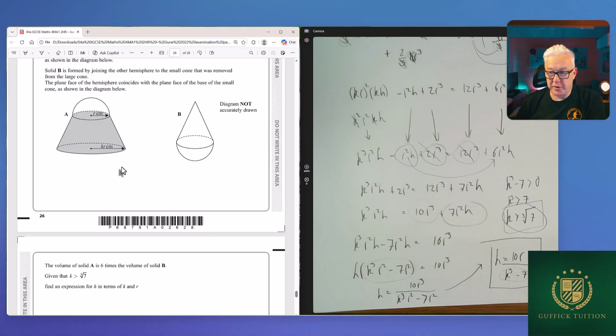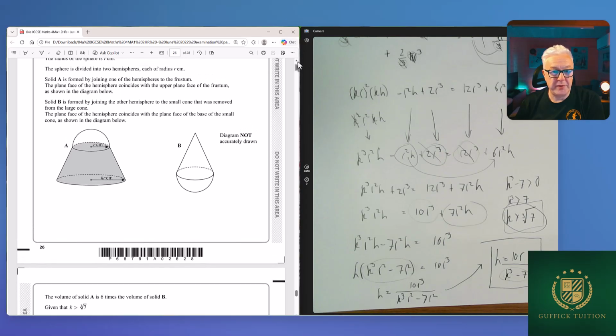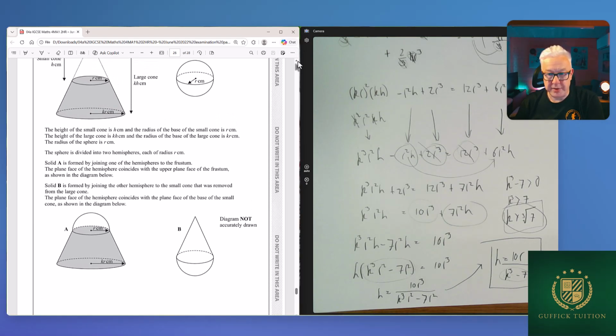I just thought that was a super interesting question. Very, very useful one to look at, I think, dealing with frustums and cones and this kind of process I know students find complicated.